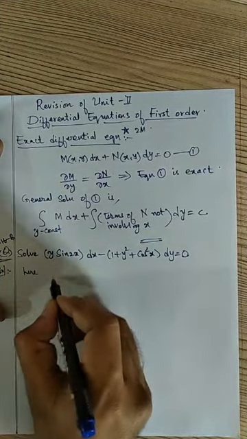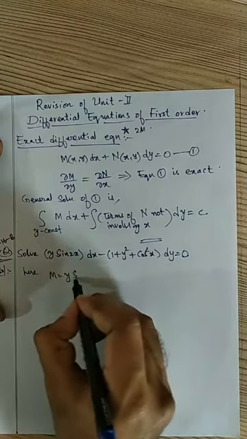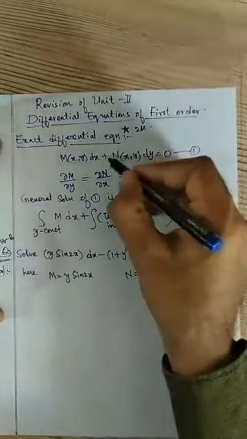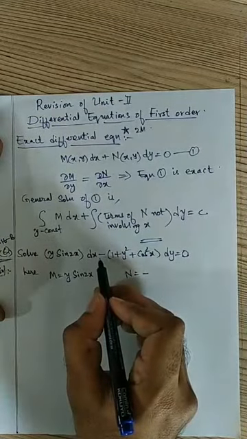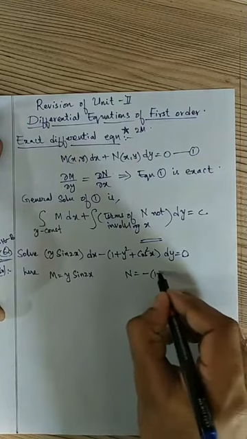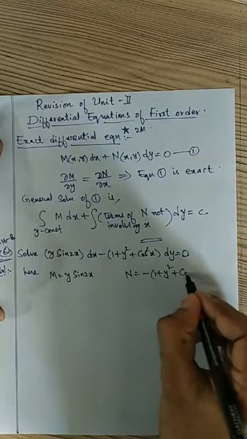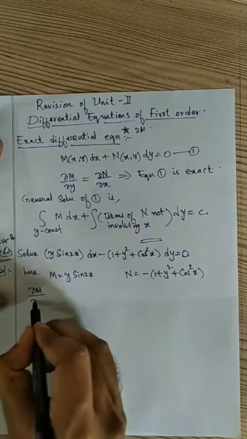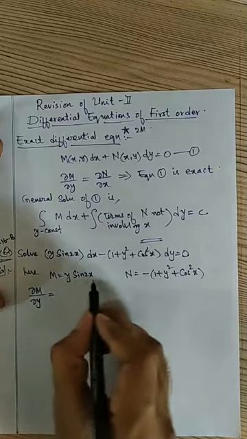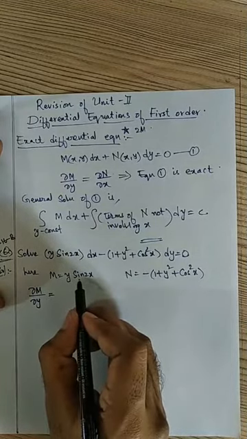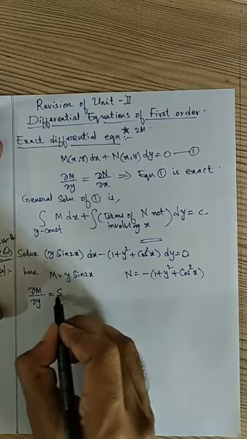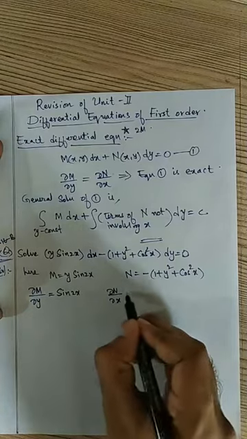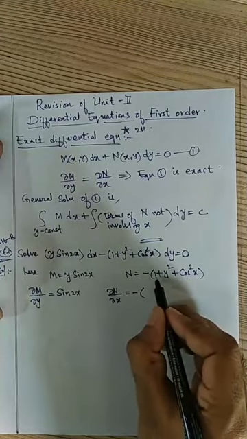Here, M = y sin 2x, and N = minus (1 + y² + cos² x). You observe that here plus is there, here minus is there, so we have to consider this minus also. This is N. Now we find ∂M/∂y. The partial derivative with respect to y: sin 2x is treated as constant, derivative of y is 1, so we get sin 2x.